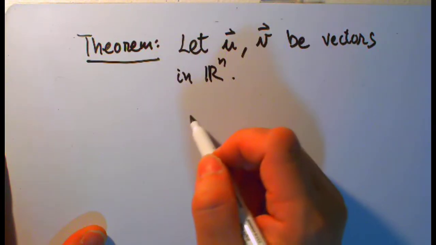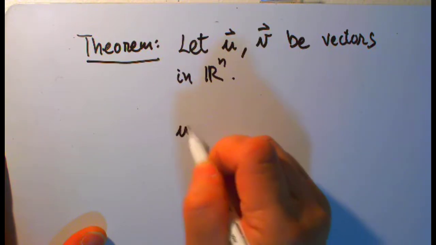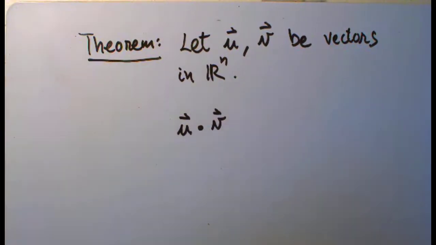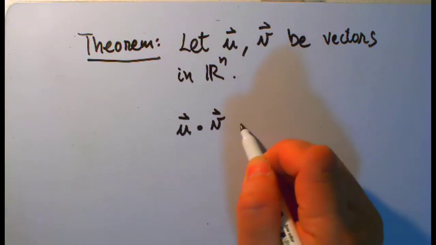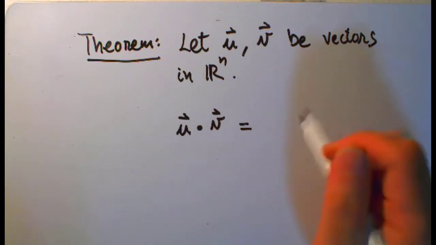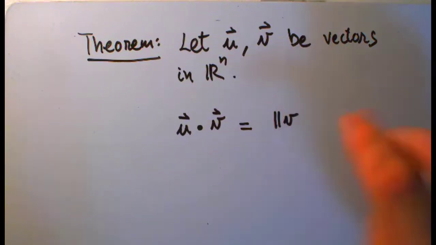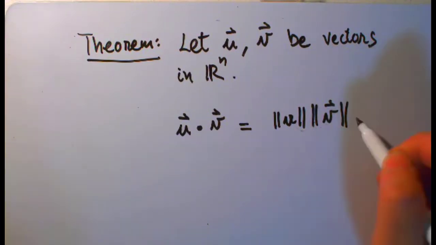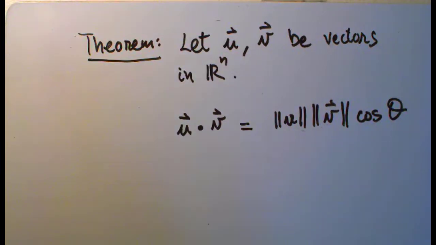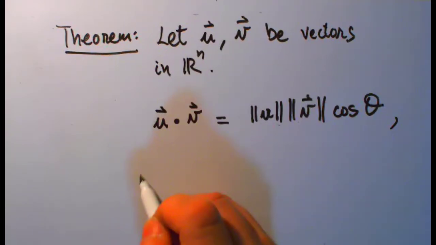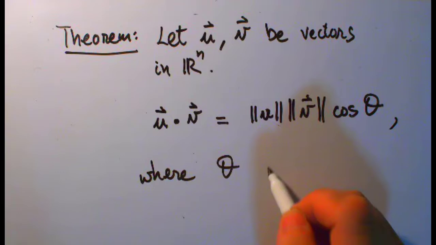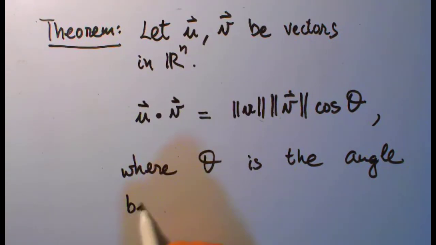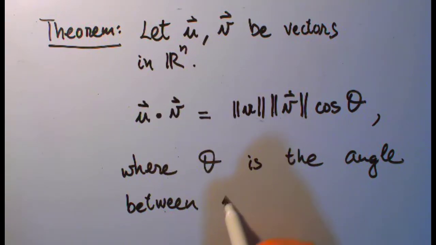Then this is what we found here. We found out that the dot product between u and v, keep in mind, earlier what we learned was the definition of how we find the dot product, but now we recognize a connection here that the dot product between u and v turns out to be equal to the length of u times the length of v times the cosine of theta, where theta is the angle between u and v.